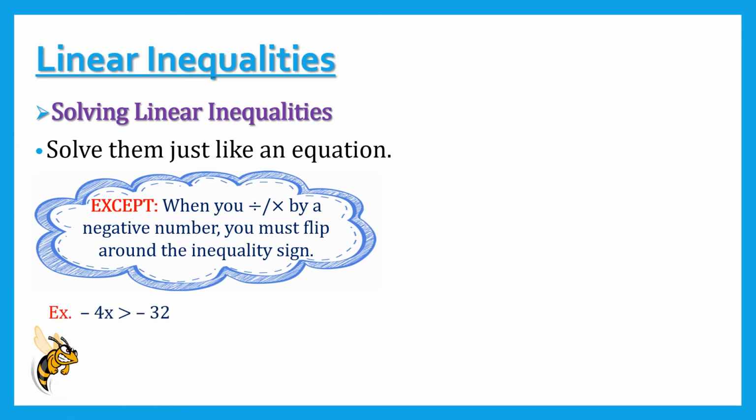Example. Negative 4x is greater than negative 32. If this was a normal equation, you would divide both sides by negative 4. And because I'm dividing by negative 4, the inequality sign needs to turn the opposite direction. So my answer is x is less than 8.